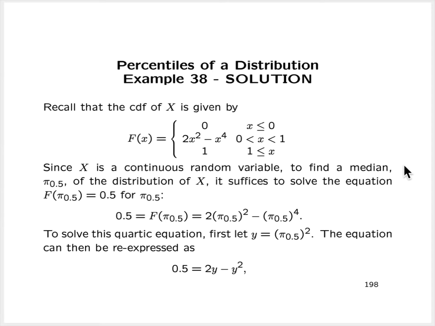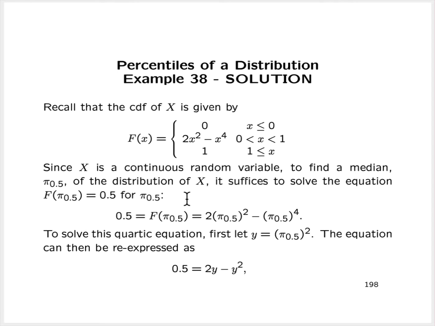Now, again, since x is a continuous random variable, in order to find the median of the distribution of x, it suffices to solve this equation right here for pi sub 0.5. So F evaluated at pi sub 0.5 equal to 0.5 is the equation that we need to solve for pi sub 0.5 in order to find that median.